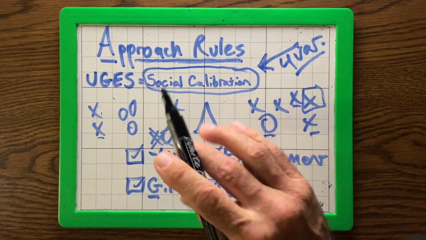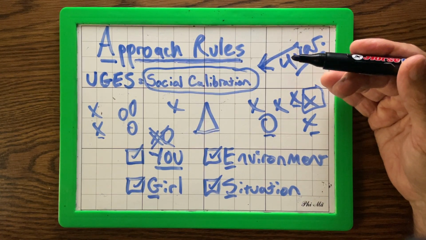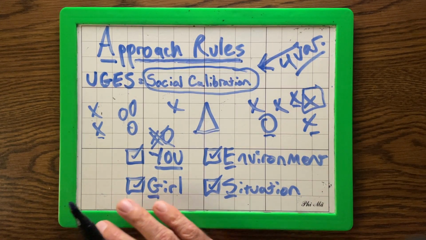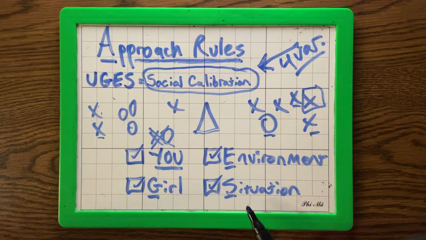All right. We've talked about the basic template of how to do your verbal cold approach based off of the size and composition of the group. And then we talked about the 4 variables that you need to consider: you, the girl, the environment, and the situation.